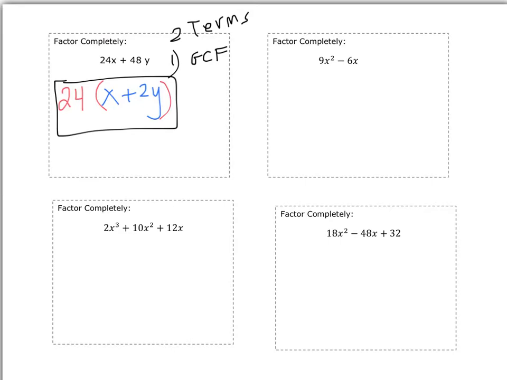Please pause the video and try to do the second part on your own. Now let's move on to number 2. I do hope that you tried this one on your own.